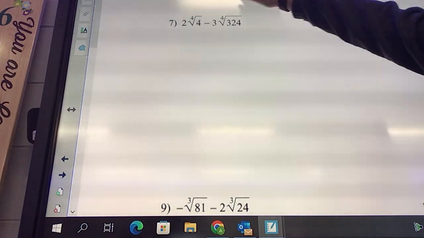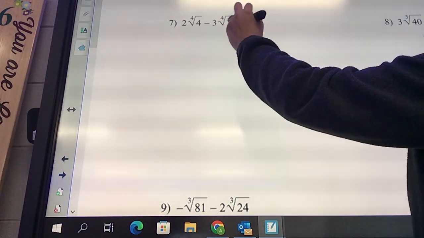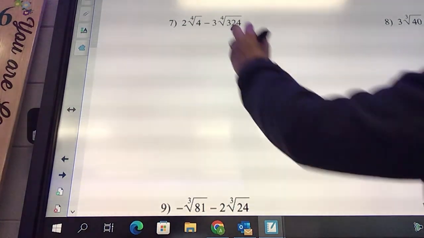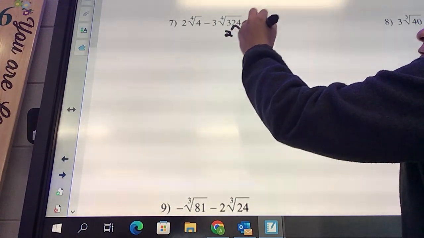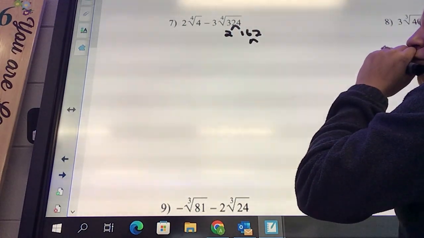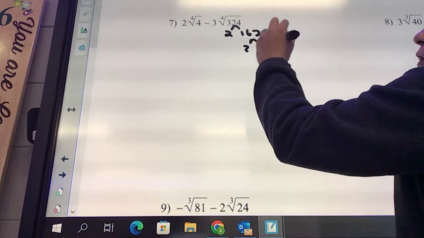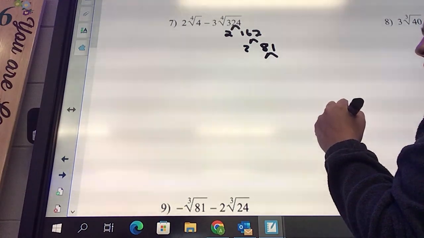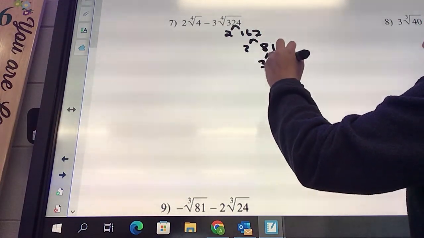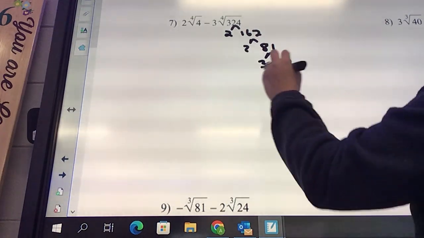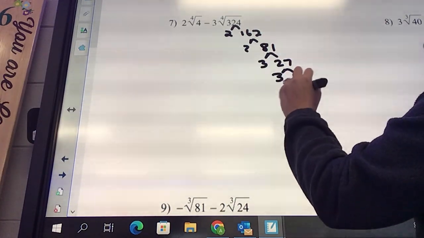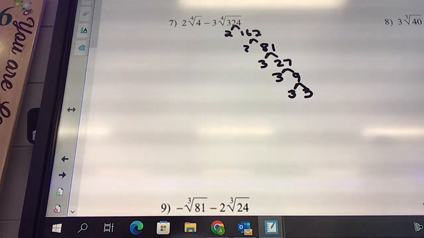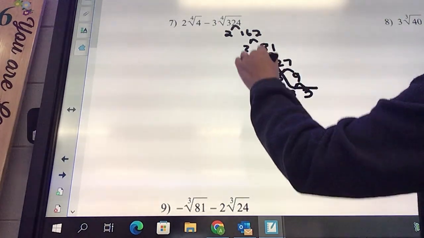So this one, you're going to have to start out by simplifying. So what are some factors of 324? 2 and 162? 162. 2 and 81? 81. 3 and 27, 27. 3 and 9. And then we got 3 and 3. What is our group number? 4. Okay, so we're taking stuff in groups of 4. So I got 1, 2, 3, 4.